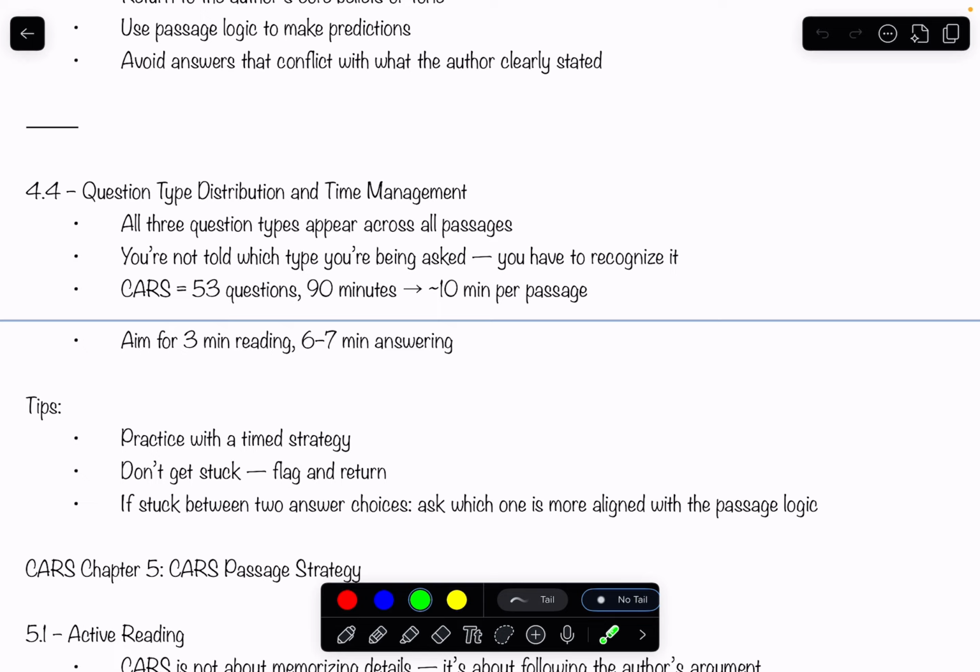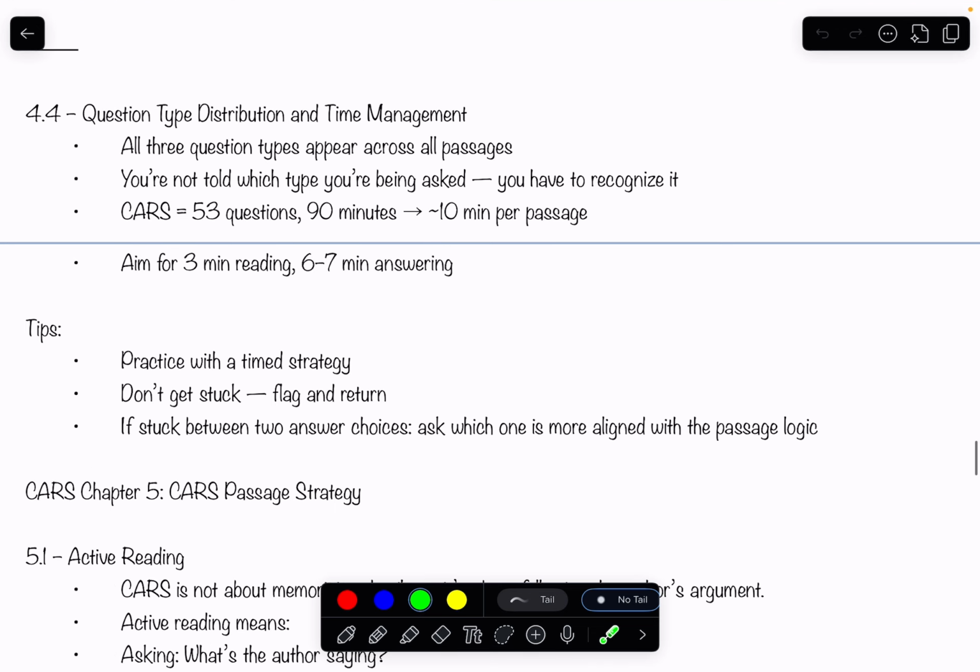Let's go over some timing. CARS has 53 questions, and you have 90 minutes. That's approximately 10 minutes per passage. Here's the goal: Kaplan says 3 minutes reading, but I would say 3 to 5, and then 5 to 10 for the questions. I like to split it 5 and 5: 5 minutes reading, 5 minutes answering questions. It depends how quickly you can read. If you can read pretty quickly, 3 minutes reading and 6 to 7 minutes answering works well.